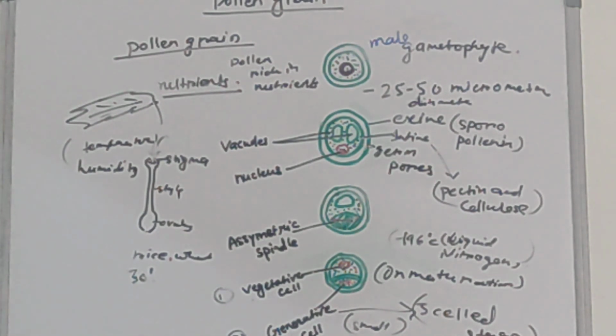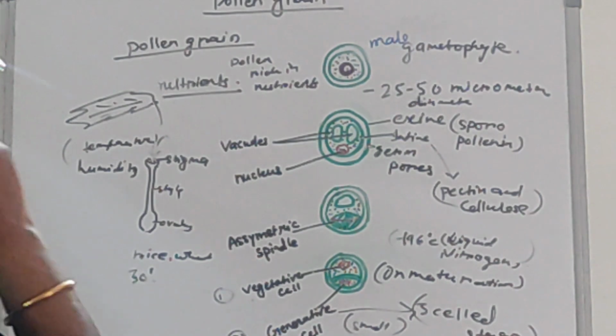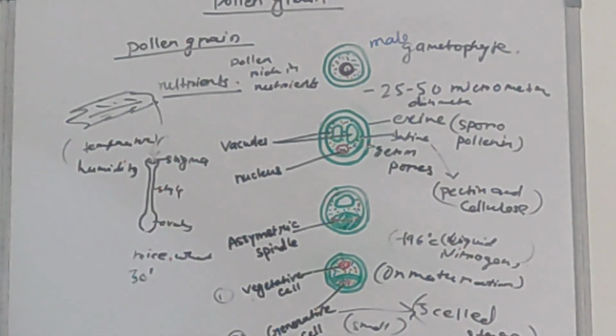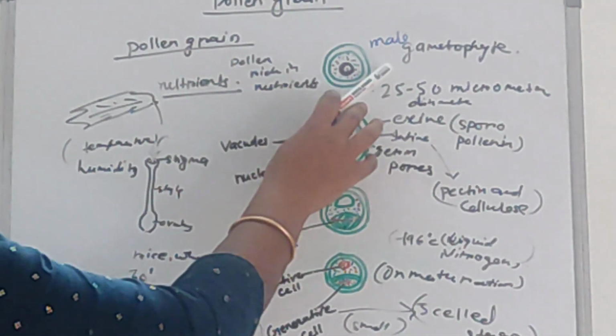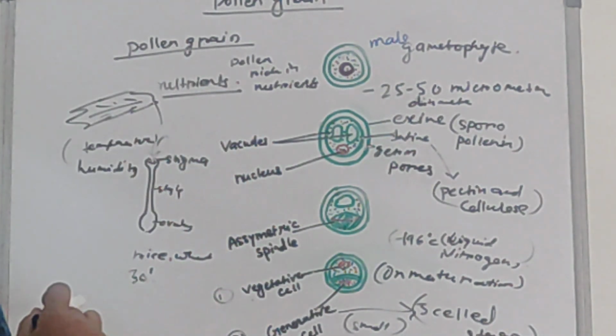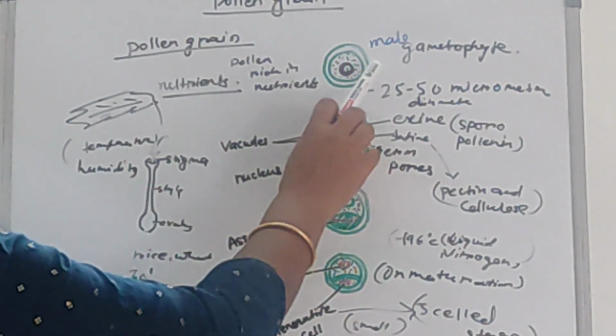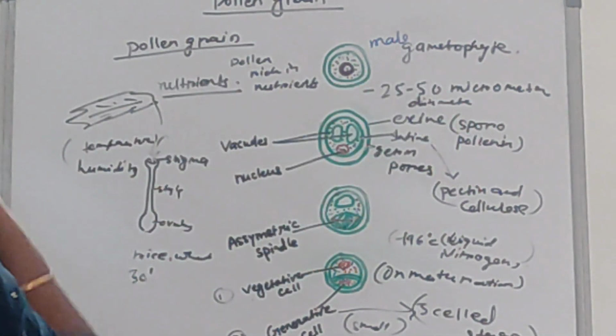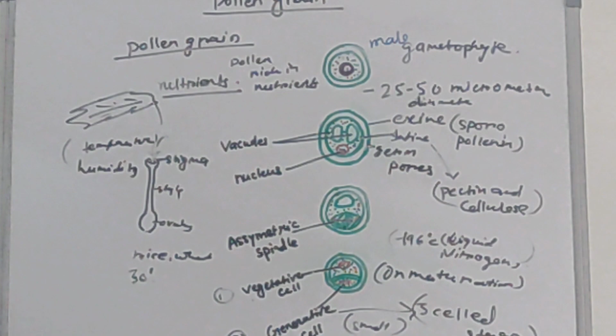So in the last classes, we were learning about sexual reproduction in flowering plants. There we already discussed the structure of the stamen and the formation of spores, that is microsporogenesis. Now today we are going to learn about pollen grain. So what is pollen grain? The pollen grain is the male gametophyte. Pollen grain is also called the male gametophyte.